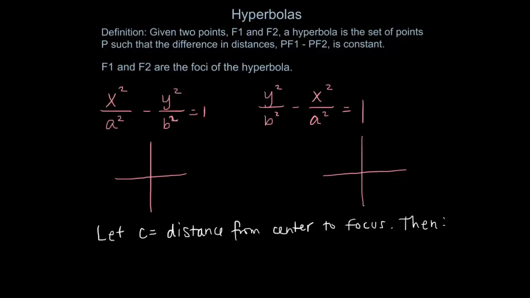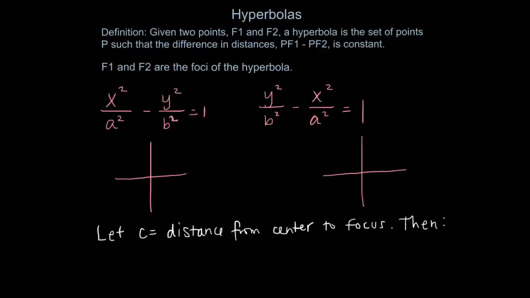Those two branches collectively are known as a hyperbola. Here's the definition of a hyperbola written at the top. If we're given two foci, F1 and F2, a hyperbola is a set of points, P, such that the difference in the distances from any point to one of the foci and from the point to the other focus is constant. So we're subtracting the distances from any point on the hyperbola to each focus, and that difference is always constant.